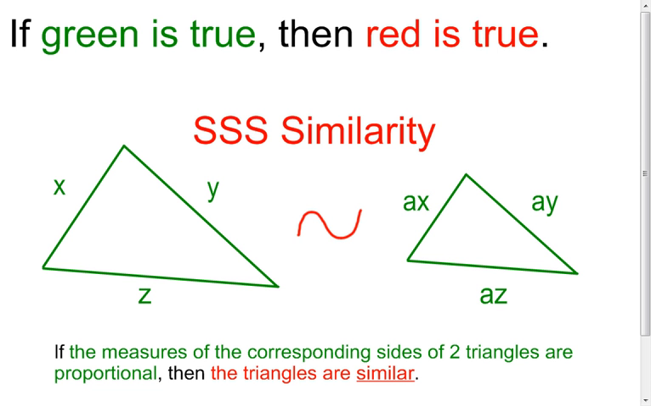Now this one's referred to as the SSS similarity. Be careful with this one. Don't confuse this with the congruence one, because this one just says that the 2 triangles are similar. The other SSS says that the triangles are congruent. There's a difference.